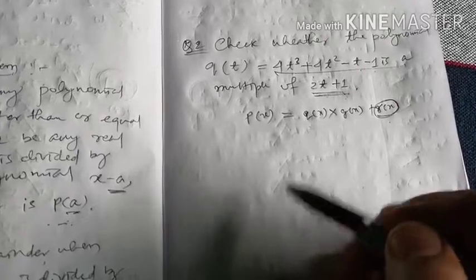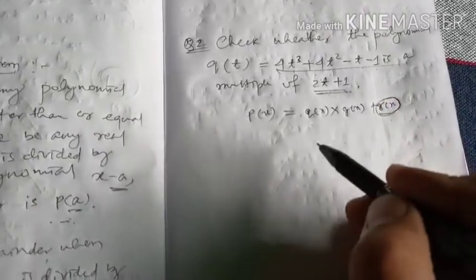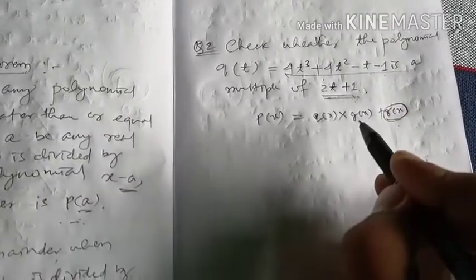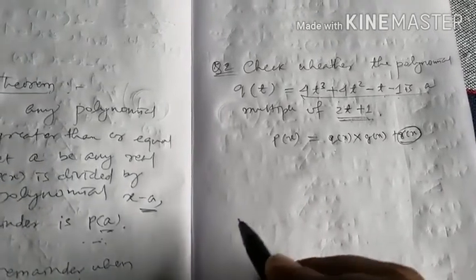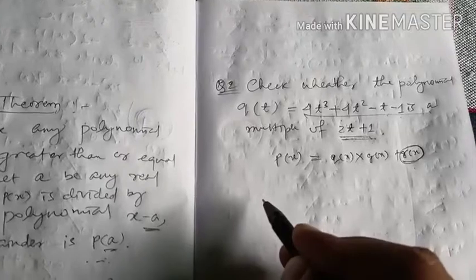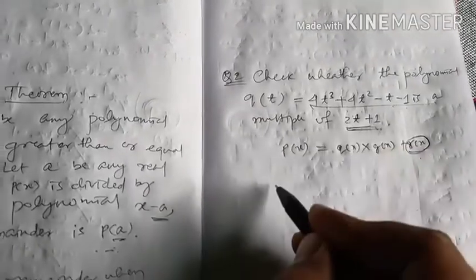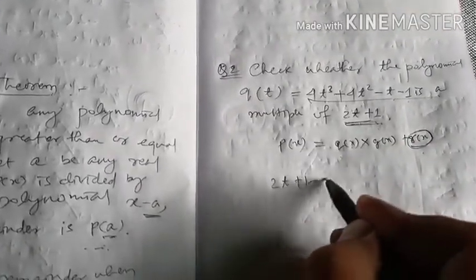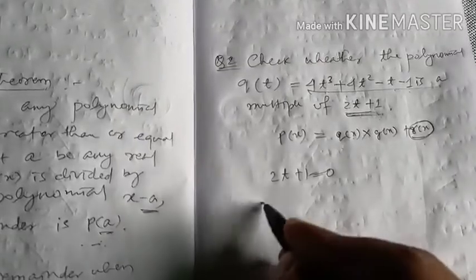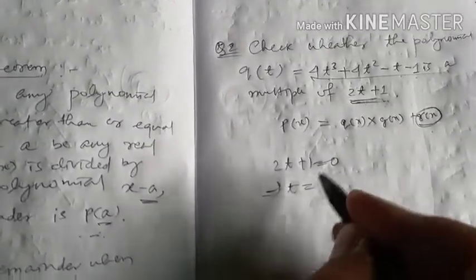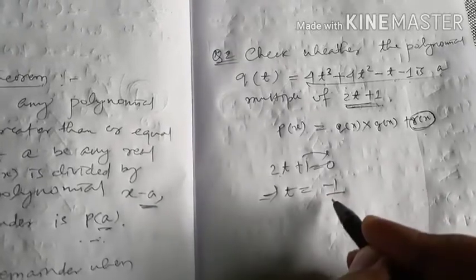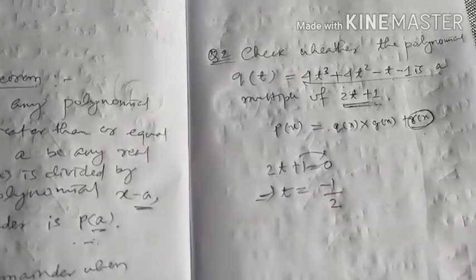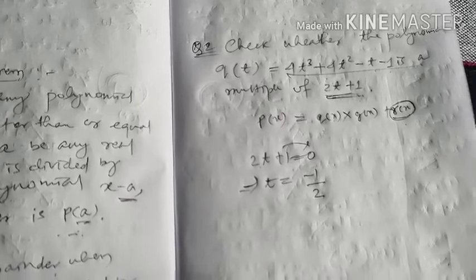If it is 0, then we can say that it is a multiple, and if it is not 0, then we can say that it is not a multiple of this right now. So let us find the remainder. Then how can we find it? We'll just write here 2t + 1 is equal to 0, that is the divisor is equal to 0. Then 2t is equal to -1 after transposing, again transposing the 2 it will divide. So t is equal to -1/2.